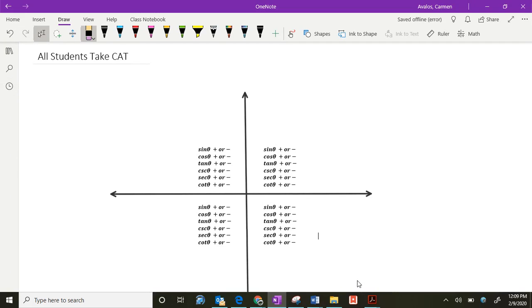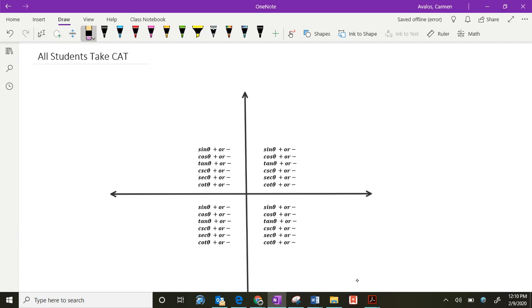The mnemonic "All Students Take CAT" represents when the trig function is positive in the given quadrants. So it is saying not necessarily the trig function, but the actual trig ratio. But we say sine is positive in the second quadrant. We're really talking about the trig ratio.